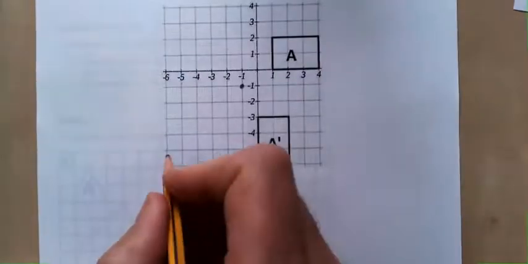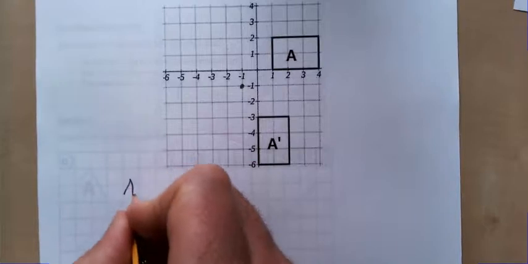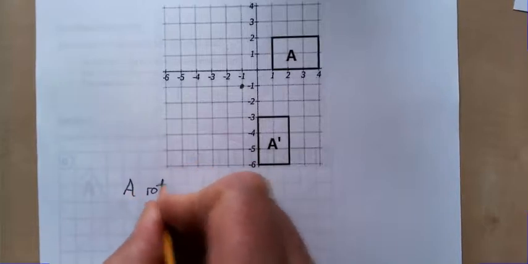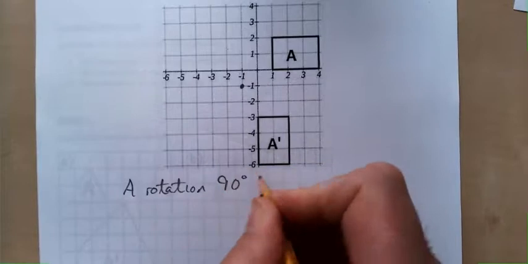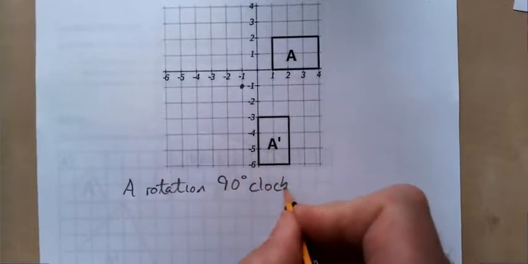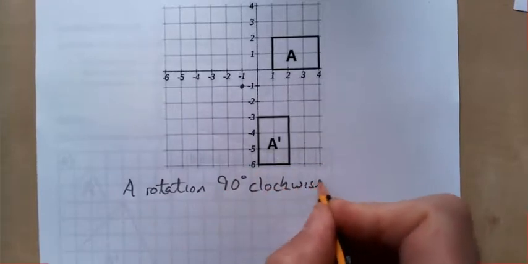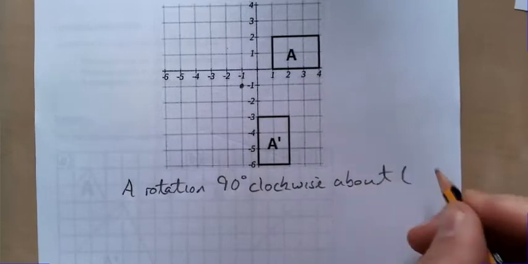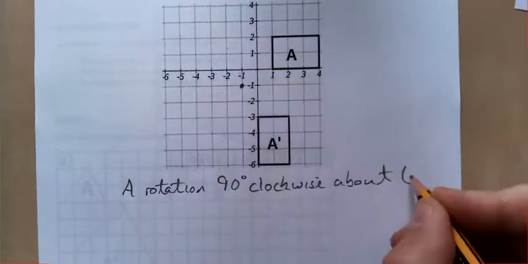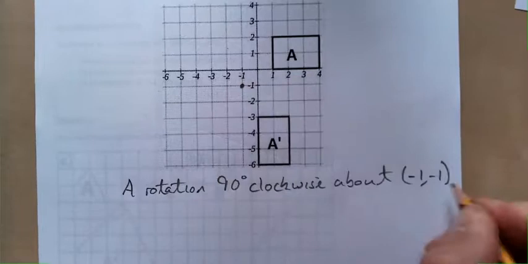So let's describe our rotation. It is a rotation. It is 90 degrees clockwise about, and what was our coordinate then? -1, -1.